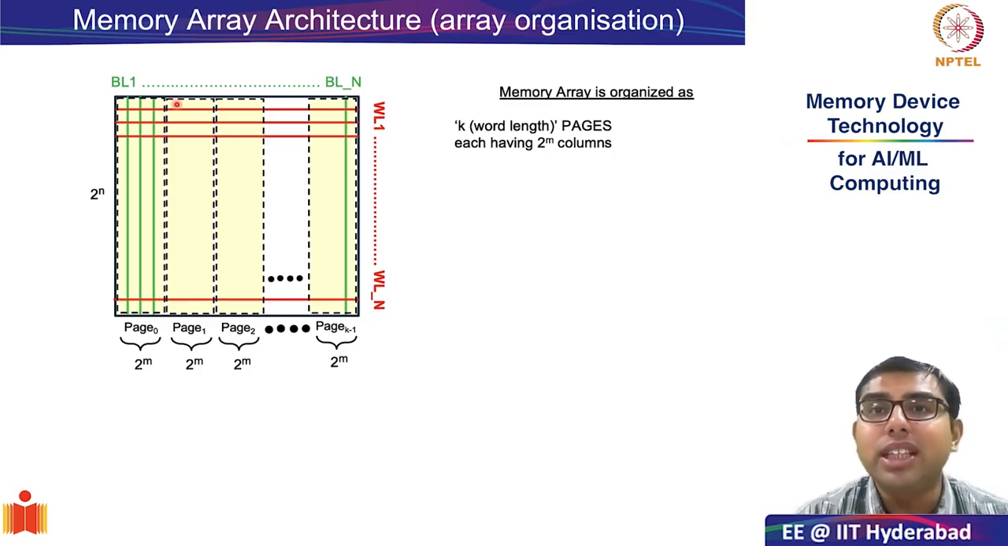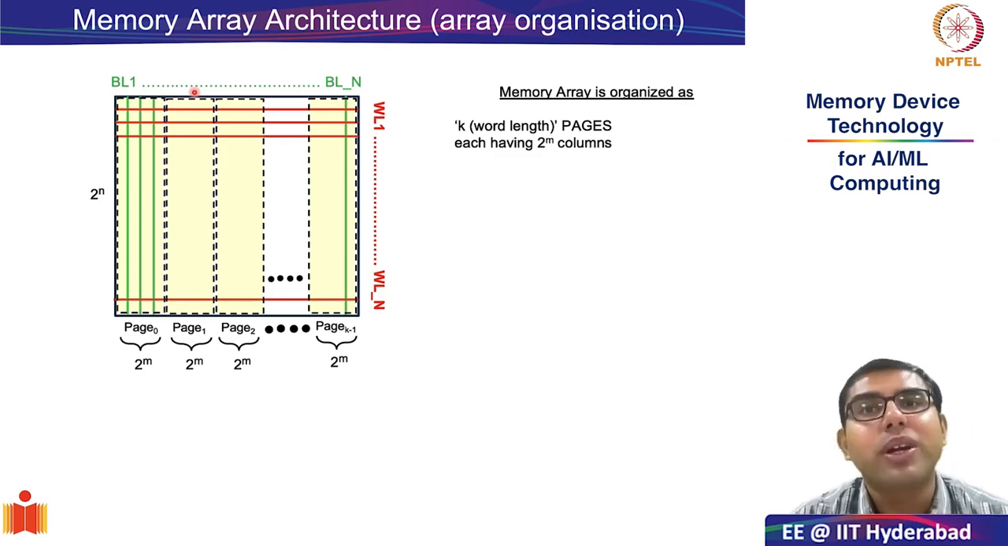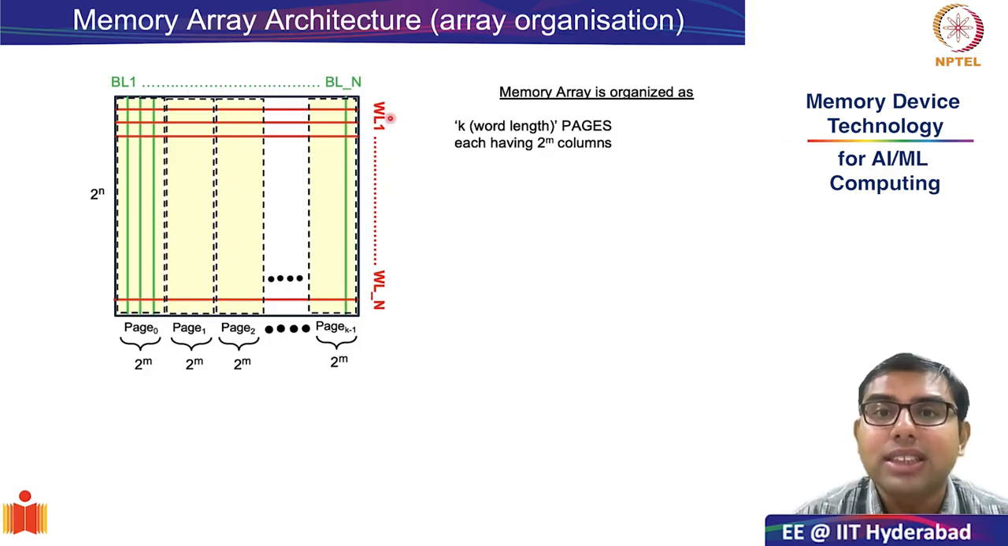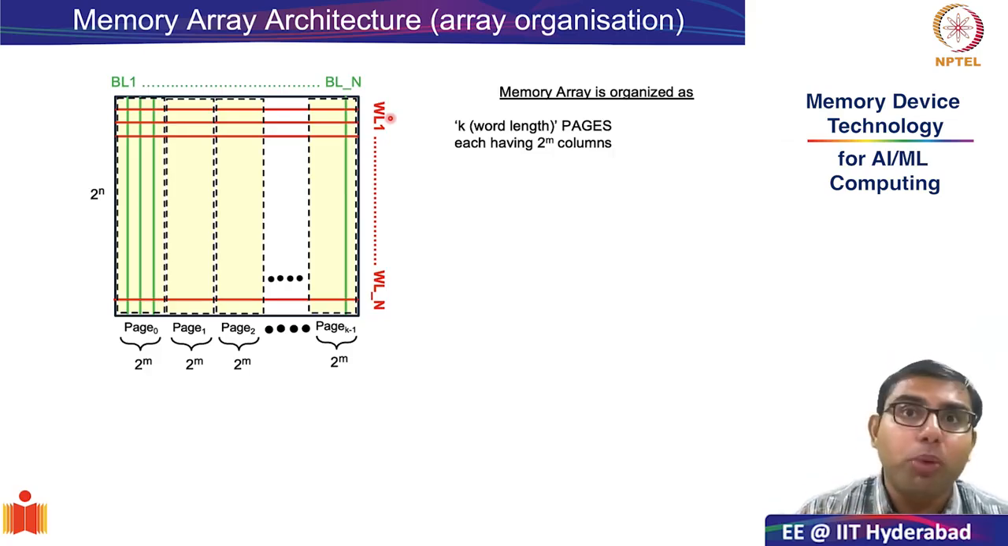But as you can imagine, since the number of word lines and bit lines are the same, the number of bit lines has to drastically increase. This is because in the previous example of a rectangular array, the number of bit lines was nothing but the word length, which was k. Now, since the word lines have reduced, the bit lines need to increase. Therefore, the bit lines are much more compared to k, or the number of pages.